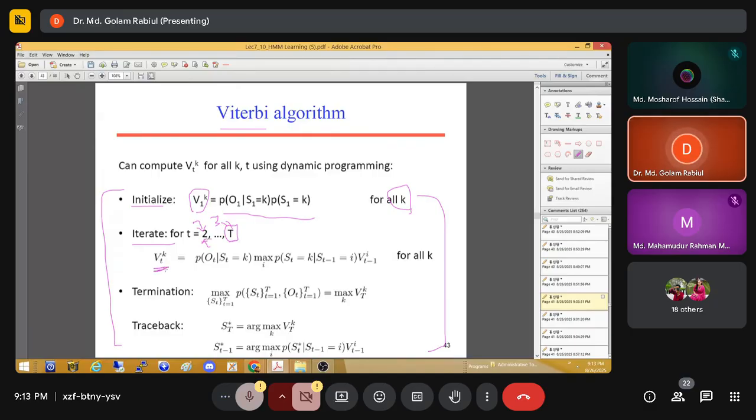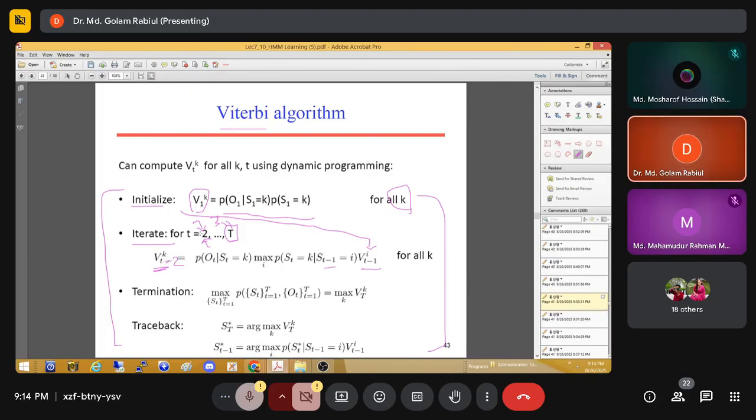How to find that out? For V2, at first we have to consider the V2 of k, and V2 of k will be the probability of observation 2 given S2 equal k, and the max of probability S2 equal k given S1 equal i, times V(t minus 1). So 2 minus 1, this one will be the 1. And we know the V1 from here. Then we will get the V2 for t equal 2.